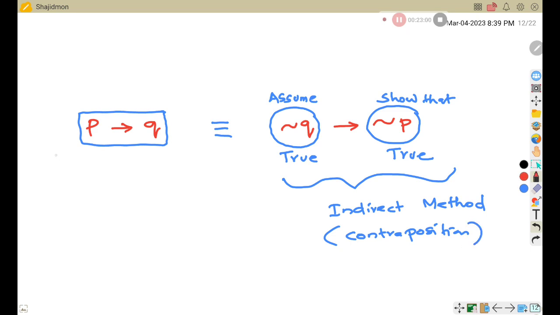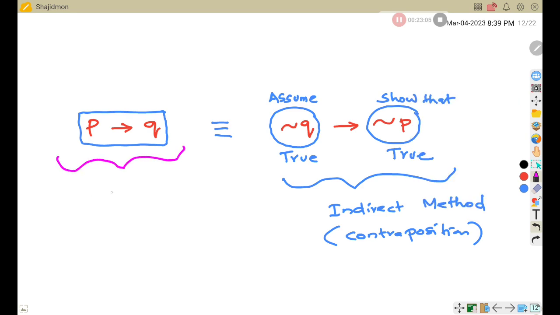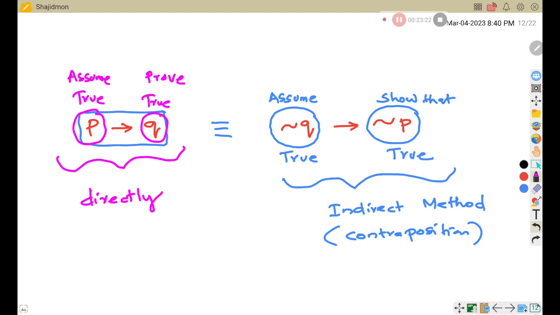So I hope you understood. If you are doing P implies Q directly, this is called the direct method. If P is true, then we prove Q is also true. We assume P is true and need to prove Q is also true. That is the direct method, which we did in the question just now. Now instead of proving P implies Q, we are proving negation of Q implies negation of P. That is the indirect method, or proof by contraposition method.